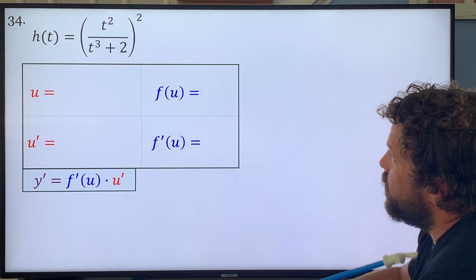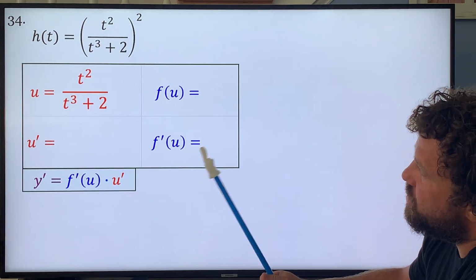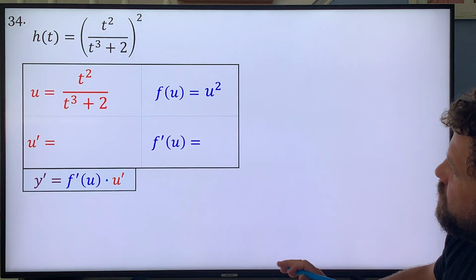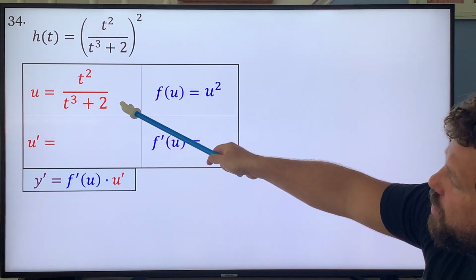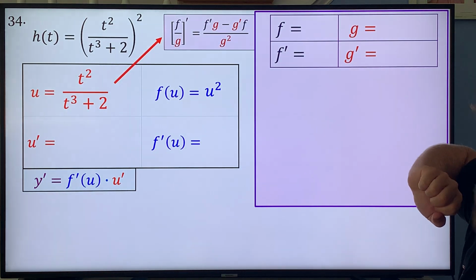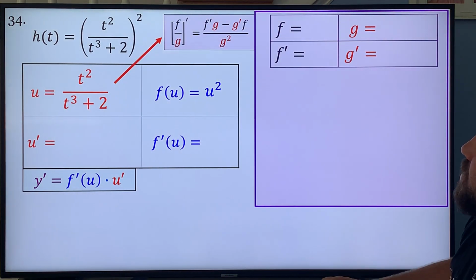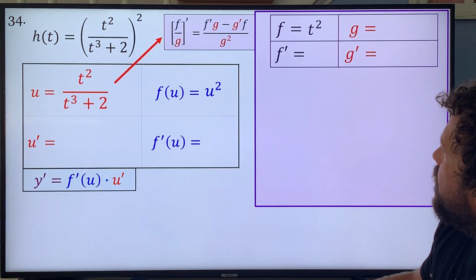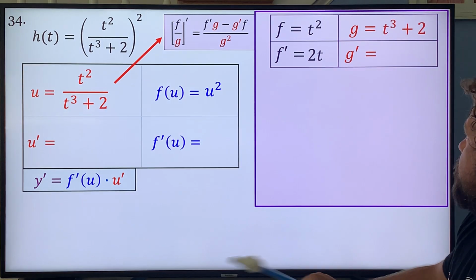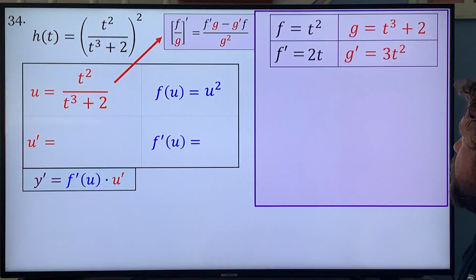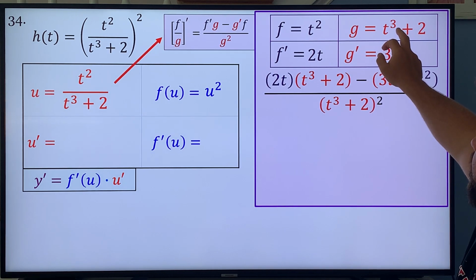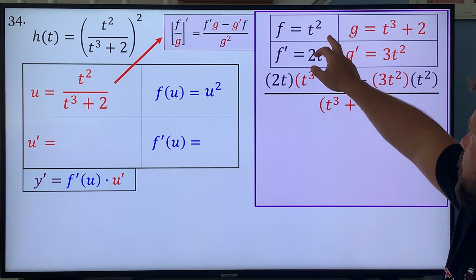All right, so u is the inside, t squared over t cubed plus 2. F of u is u squared. For u prime, I need to use quotient rule, like my magic. F is the numerator, t squared. Derivative of that is 2t. G, the denominator, is t cubed plus 2. Derivative of that is 3t squared plus 0. So 2t times t cubed plus 2, minus 3t squared times t squared.